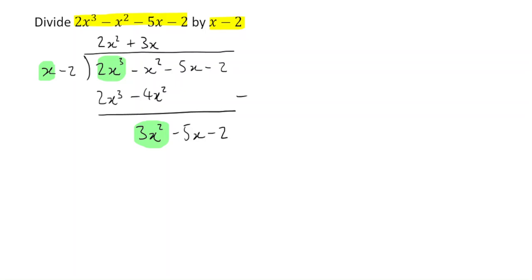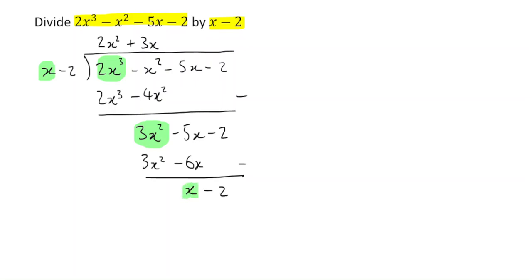And so we take that 3x and we multiply it by the x minus 2, which is going to give us 3x squared minus 6x. And again, we're going to subtract off. 3x squared minus 3x squared is 0. Minus 5x minus 6x is plus 6x. We get there x minus 2.